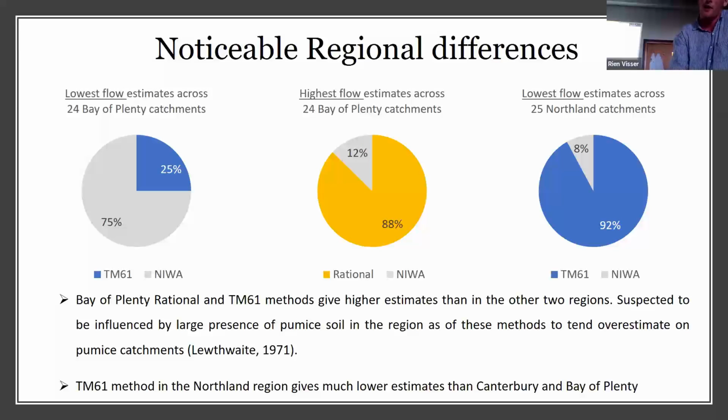It was believed from a study back in 1971 that was conducted on 6 gauge catchments that the TM61 and rational method both overestimated on pumice soils, and there's a large amount of pumice soil in the Bay of Plenty region, which leads me to believe that these results may have impacted on the 2 methods, producing higher TM61 and rational methods than the other 2 regions.